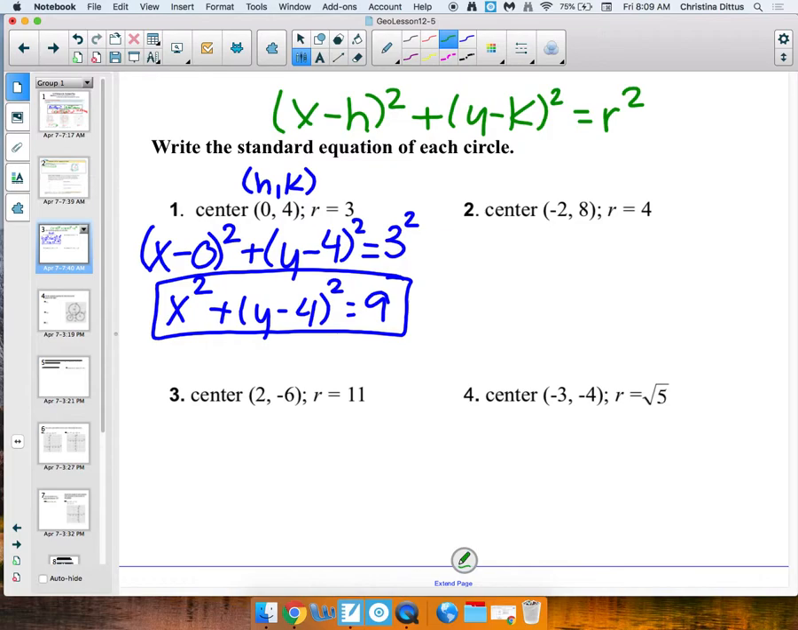Yeah, let's do it again. Center -2, 8, radius 4. Don't plug in for your x and y. So I have x what? Plus 2. So I have x minus a negative 2 squared plus y minus 8 squared equals, shoot, do it all in one shebang? 16.